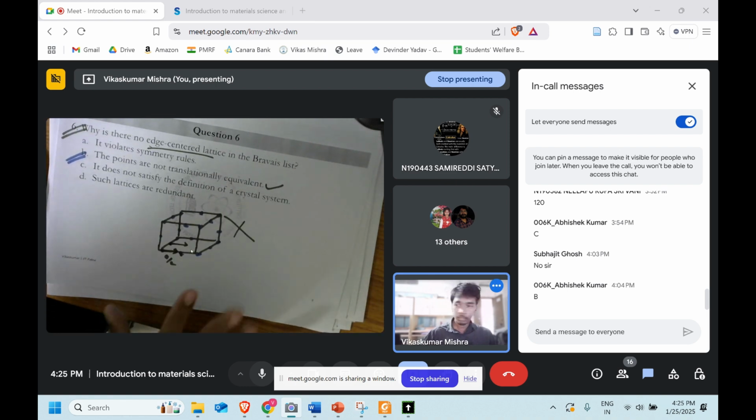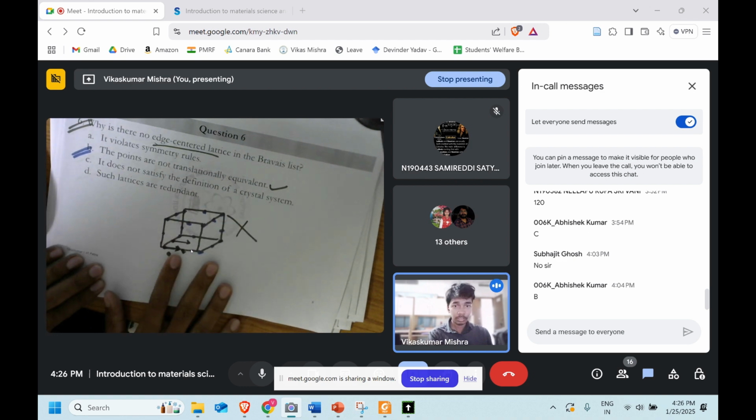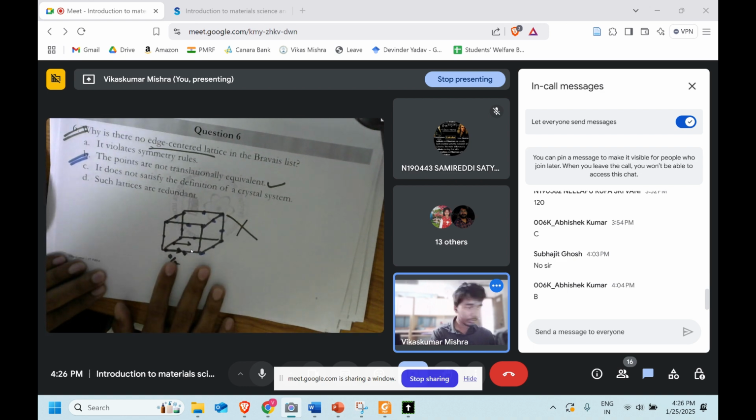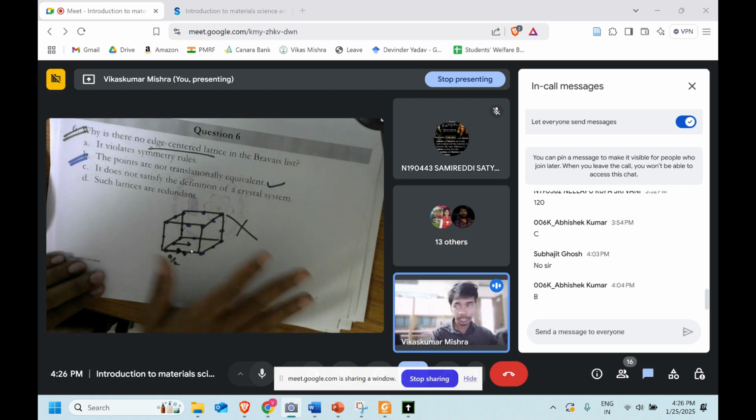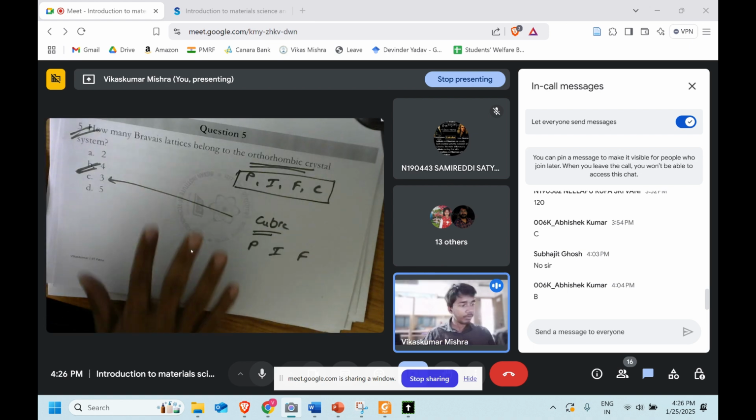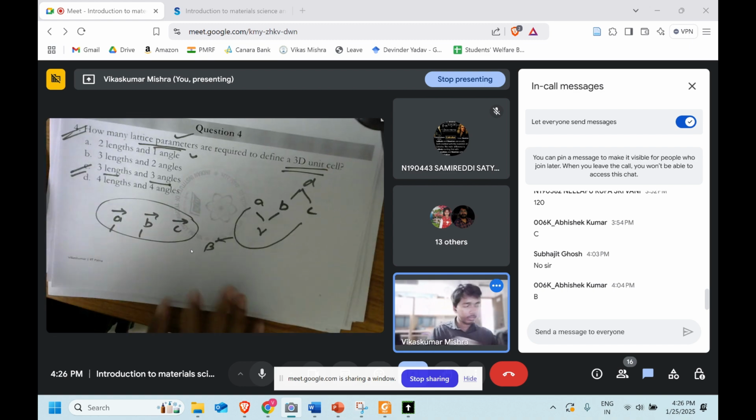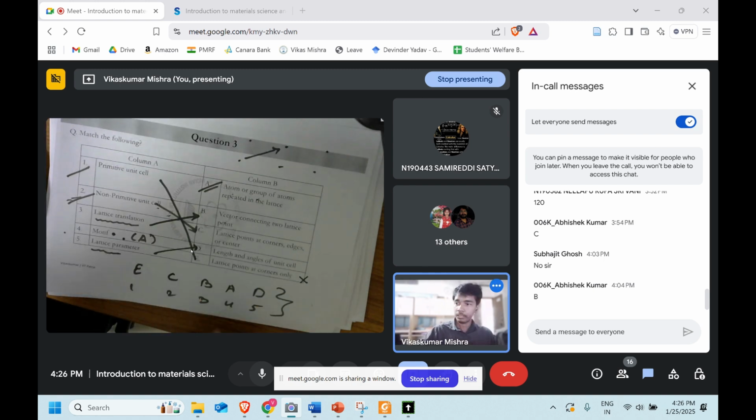Then see here, no edge center. Why was it not there? Because the translation symmetry was not prevailing over here. So translation symmetry is a must for any lattice to exist. Now here, how many Bravais lattices are there for the orthorhombic system? Then here we talked about some basic stuff. Nothing much here. Everything you guys answered.